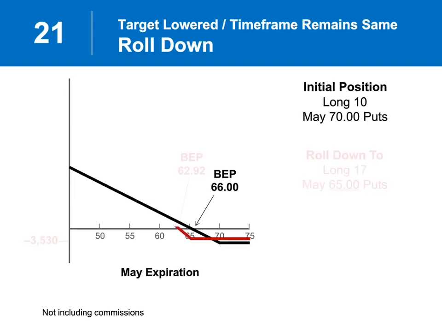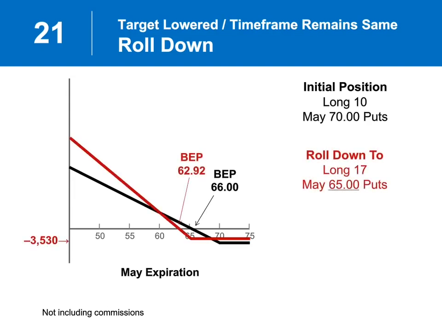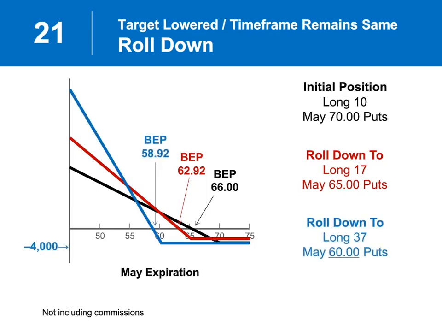If we roll down to the 65 puts and buy 17 of them, we'll get a break-even point of just below 63. And I will go through that calculation with you not once but twice tonight. And then lastly, again, if we roll down to those 60 puts, we've got lots of puts. You can see how steep that line becomes. So if that stock drops hard, there's going to be significant reward. But at the same time, if it doesn't, that theta is going to start to potentially eat us alive as we get close to the expiration.